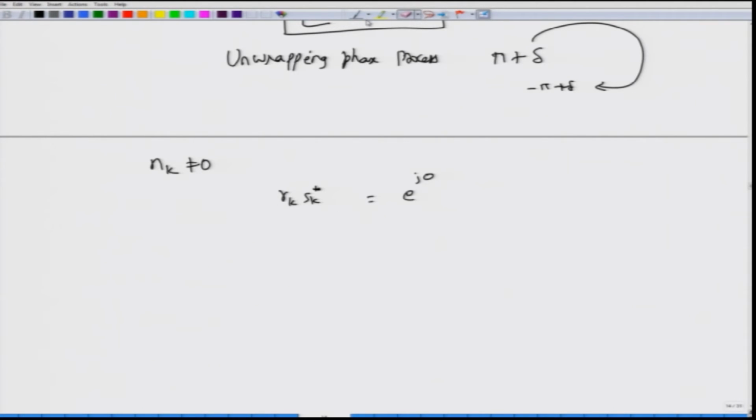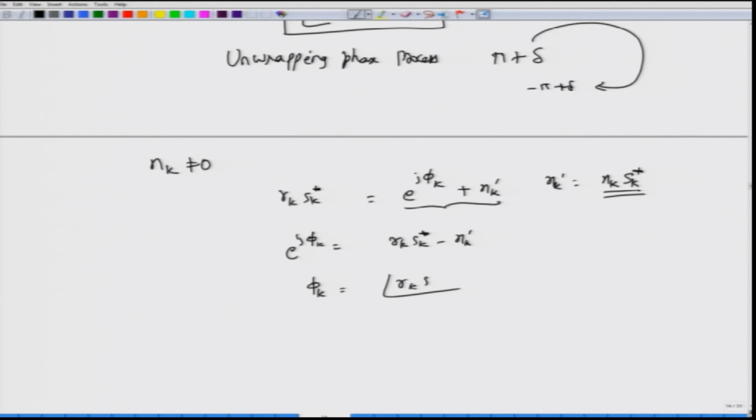Let us just look at the expression e to the power j phi k plus Nk prime, where Nk prime is equal to the original noise sample Nk multiplied by Sk complex conjugate. So, there is going to be this noise term. Fortunately, we are assuming noise to be not very high. So, if the noise variance is small, then I can take this e power j phi k and write this as Rk Sk complex conjugate minus Nk prime, and then take the argument to get phi k. So, if I take the argument again, I get the argument of Rk Sk complex conjugate minus Nk prime.